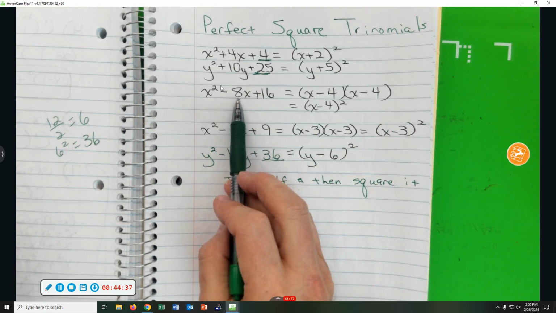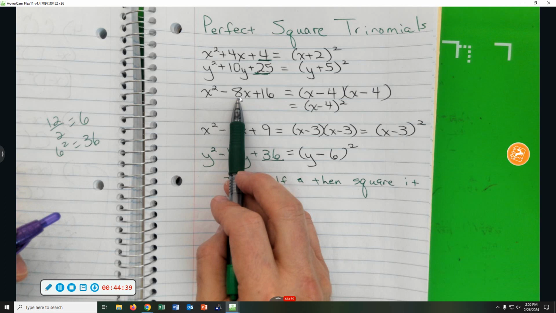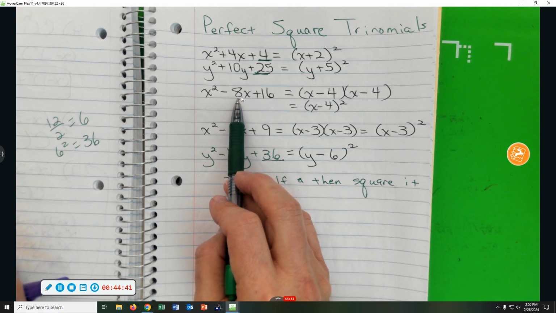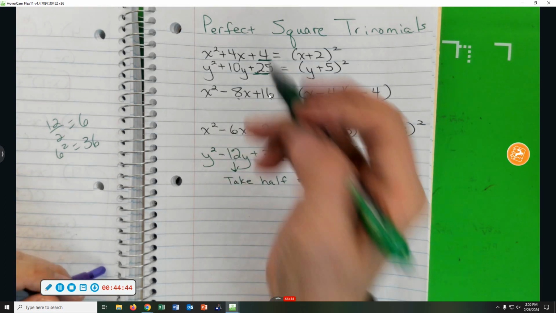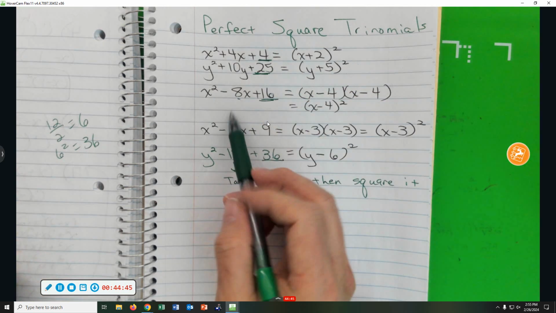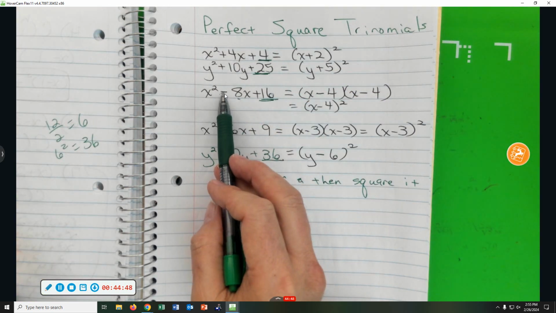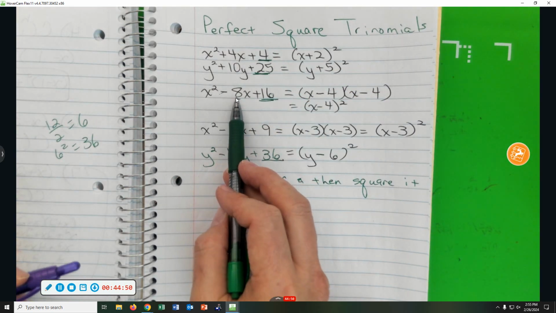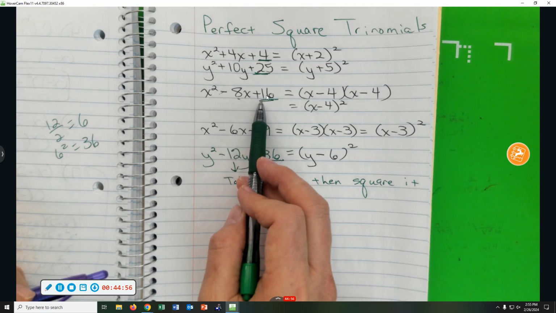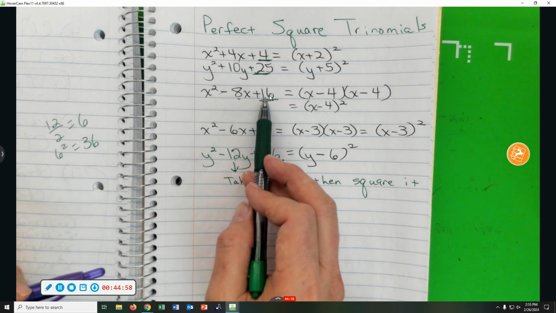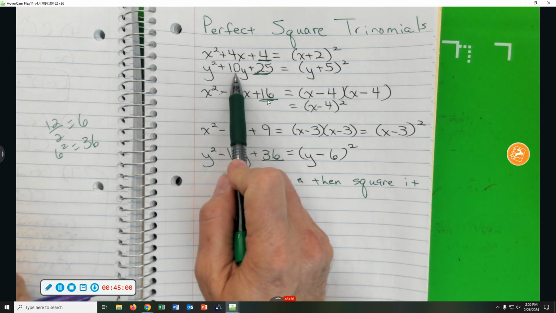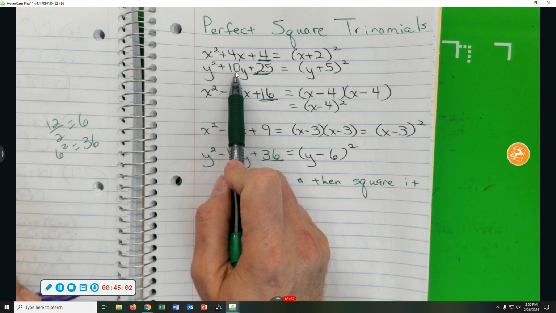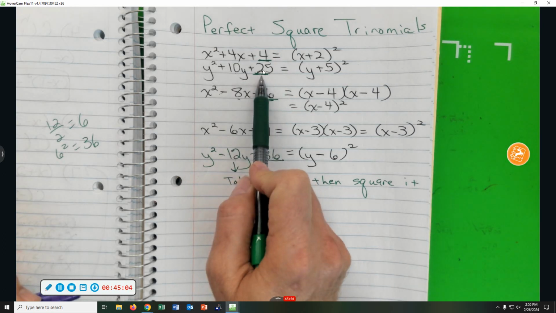Look at this. What's half of 8? 4. 4 squared is 16. That's how we come up with that 16. And you say, well, I'm ignoring that minus. Yes, I am. Half of negative 8 is negative 4, but negative 4 times negative 4 is going to be what? So this number here is always going to be positive. Half of 10 is 5, squared is 25. There's the pattern.